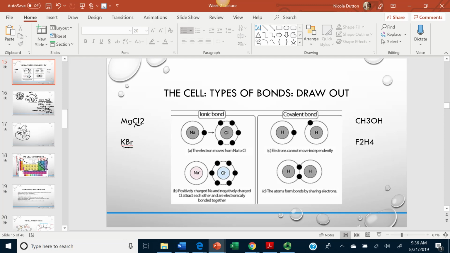Potassium bromide, if you want to try that one, we can definitely go through that in class, but potassium bromide, that's another type of ionic bond. Potassium is going to lose an electron, bromine is going to gain that electron.